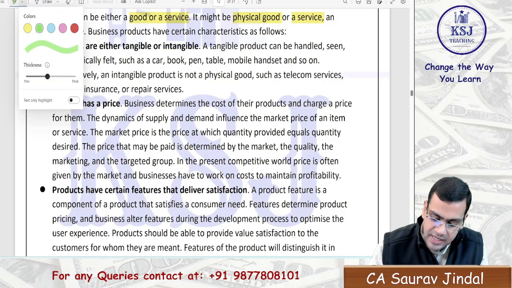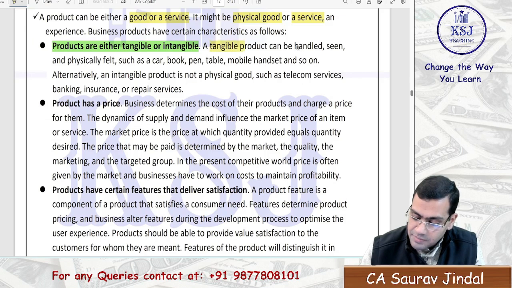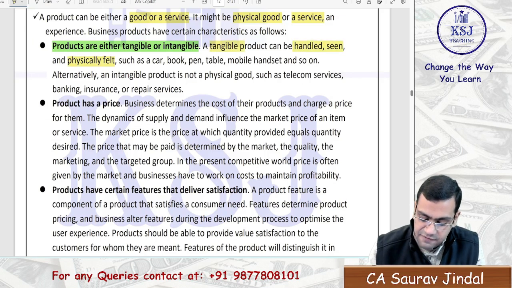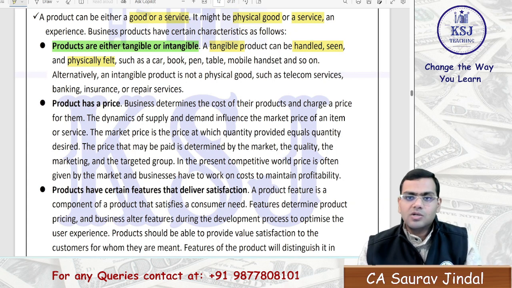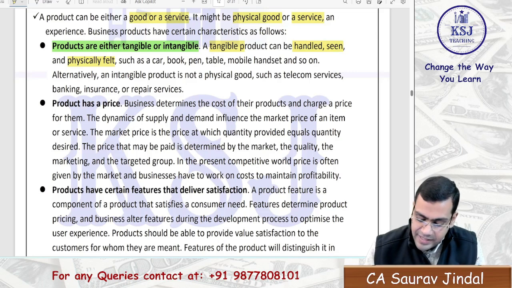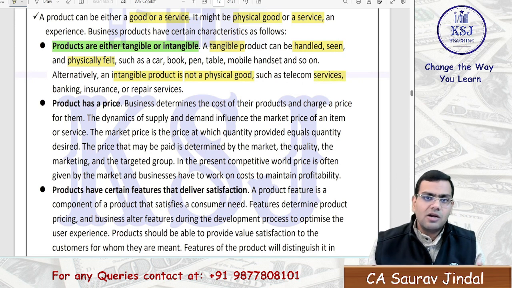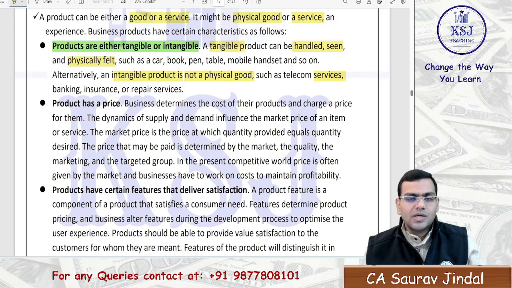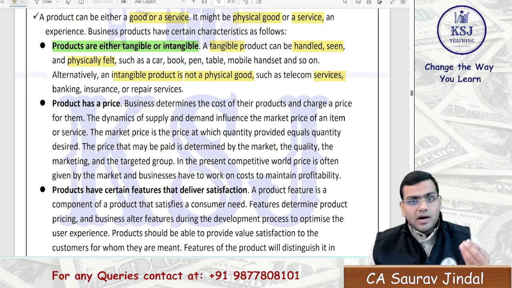The products are either tangible or intangible. Tangible products are those which can be touched, handled, seen and physically felt, such as a car, book, pen, table, mobile handset and so on. An intangible product is not a physical good, such as telecom services, banking, insurance, repair services. So basically any kind of service sector is an intangible product that you are providing. So a service is again a product. A product is anything that you are going to sell, for which you are going to get money.